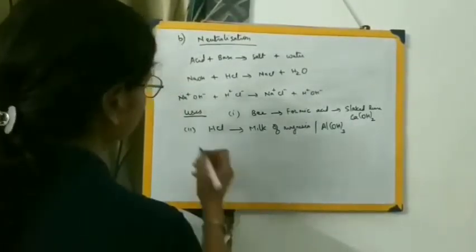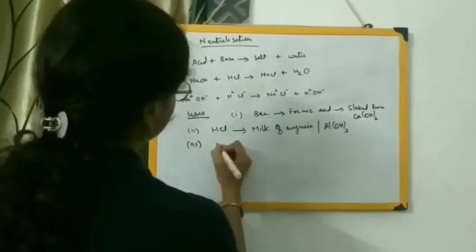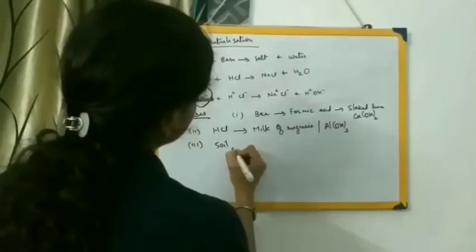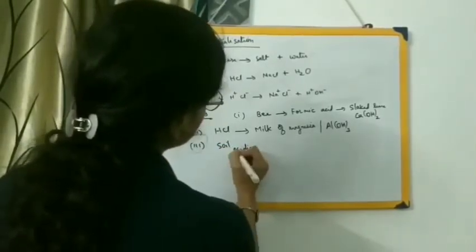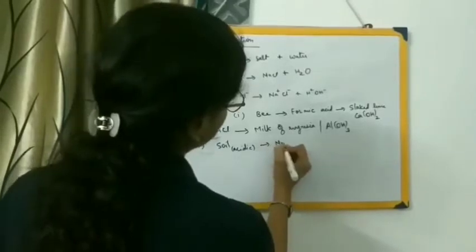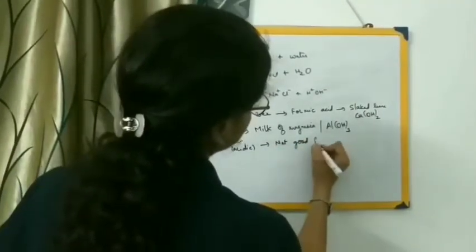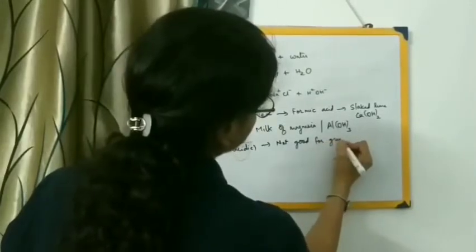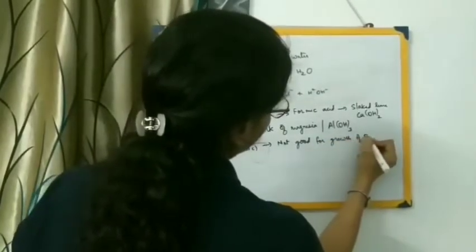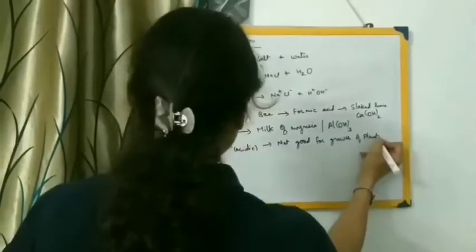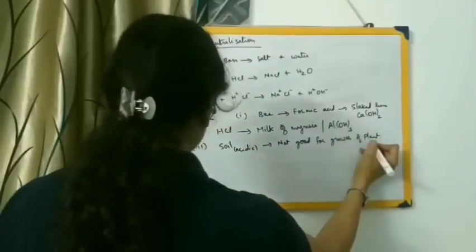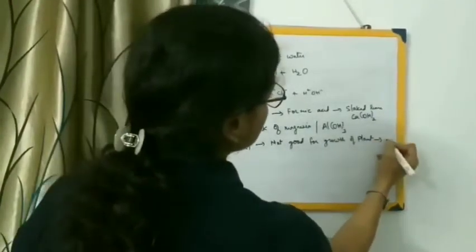Then sometimes the soil becomes too acidic. Now too much acidic soil is not good for the growth of plants. So what do we have to do? We have to add a base to it. So what do we have to add? That is, we have to add calcium hydroxide.